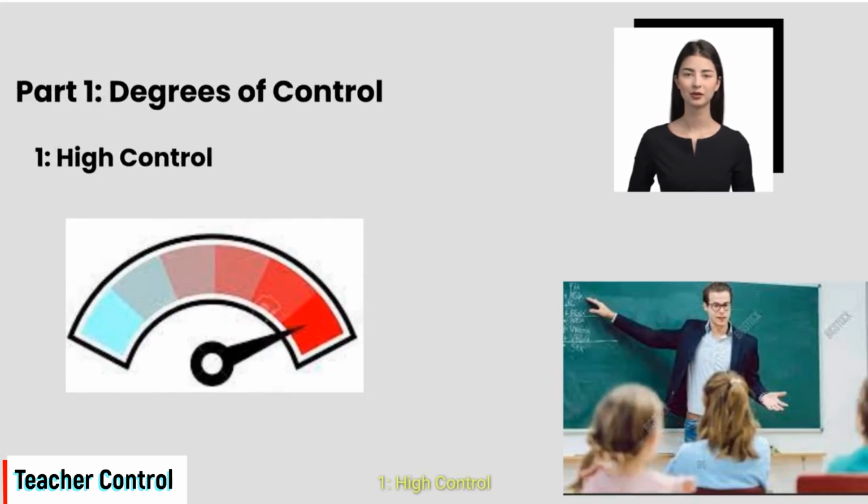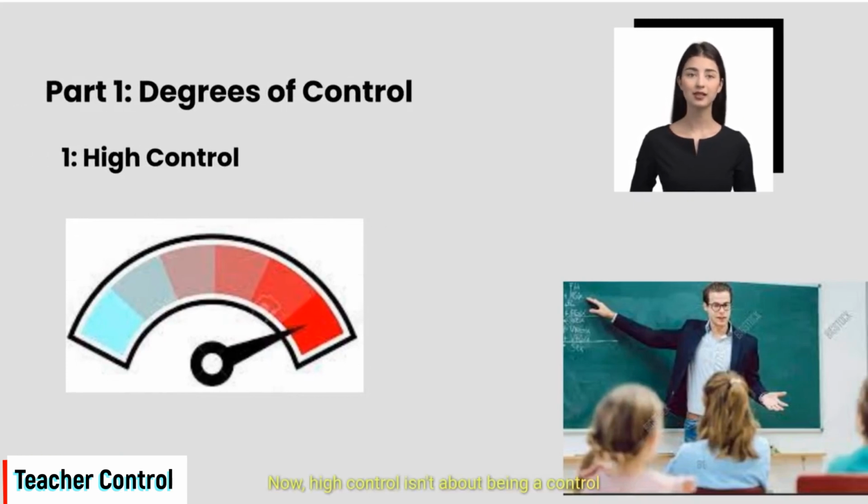1. High control. Now, high control isn't about being a control freak. It's about actively making management decisions. Imagine a teacher directing every move, from who comes to the board to fixing mistakes. It's like being the conductor of a symphony, guiding every note.